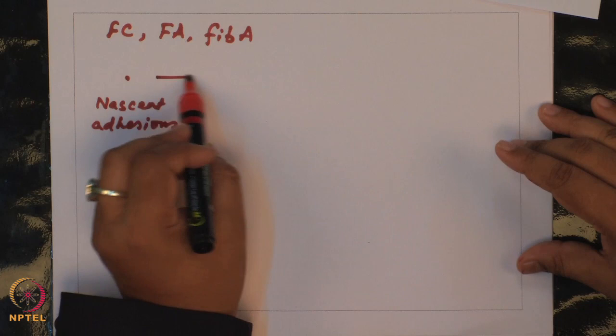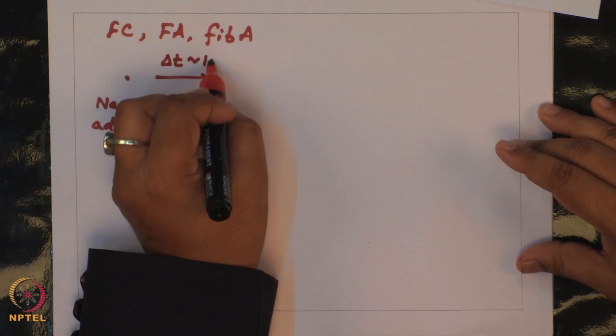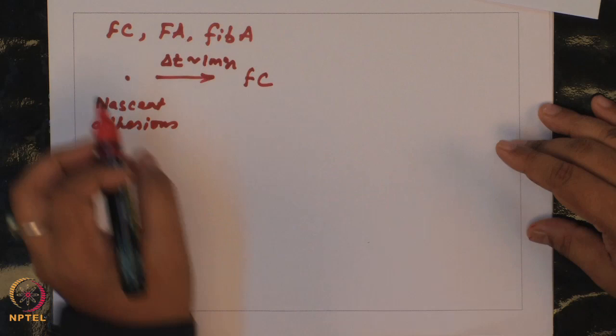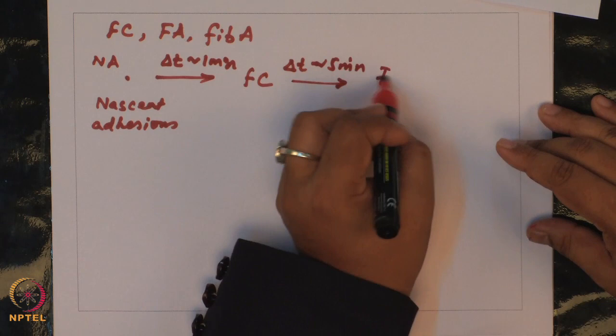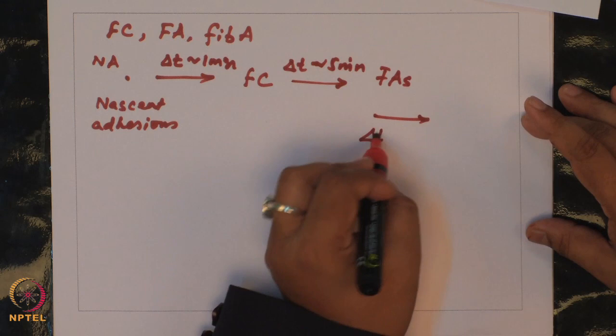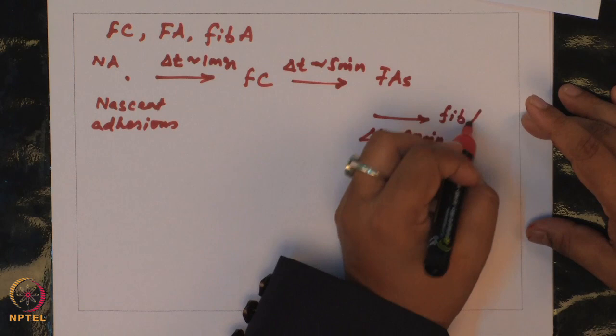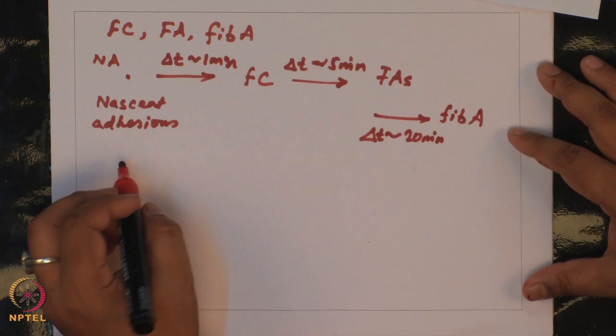So, if you follow the time span, delta t is of order 1 minute, you can begin to see focal complexes, FCs. So, let me write: nascent adhesions, then FCs, delta t is of order 5 minutes, you have FAs, and then of order 20 minutes, you have fibrillar adhesions.